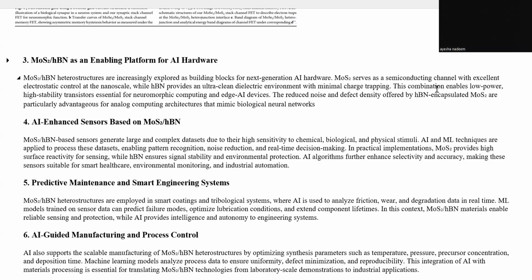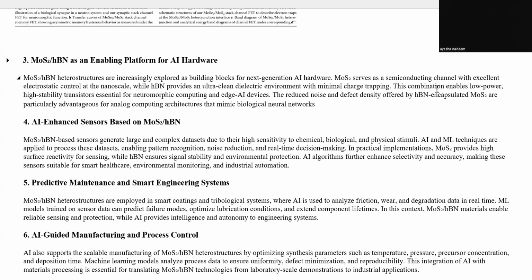AI and machine learning techniques are applied to process these datasets, enabling pattern recognition, noise reduction, and real time decision making. In practical implementations, molybdenum disulfide provides high surface reactivity for sensing, while hexagonal boron nitride ensures signal stability and environmental protection. AI algorithms further enhance selectivity and accuracy, making these sensors suitable for smart healthcare, environmental monitoring, and industrial automation. The fifth one is the predictive maintenance and smart engineering systems.